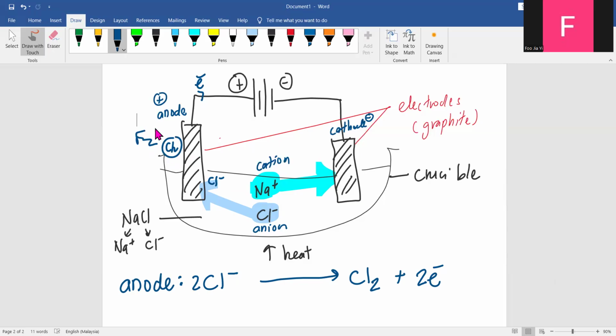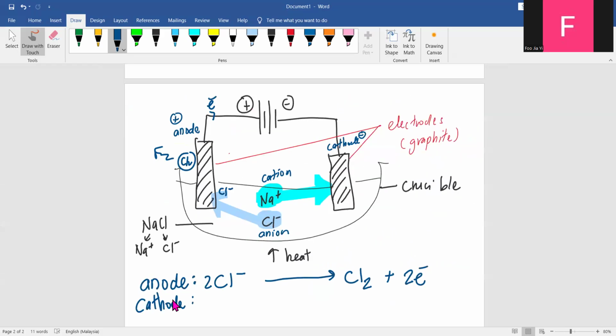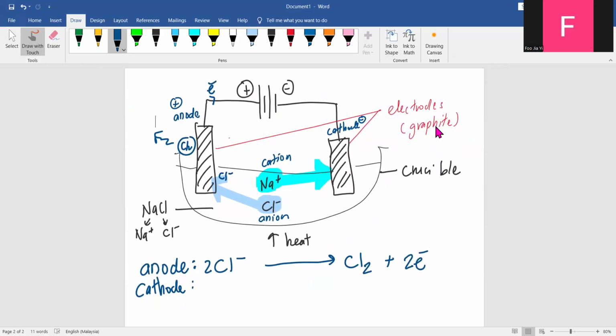Can you understand? Now the cathode, which is negative. The sodium ion goes there. It wants to change back, so it will receive one more electron and change back to Na. So here you will have sodium metal sinking to the bottom. So this is called electrolysis. Can you draw this, please?